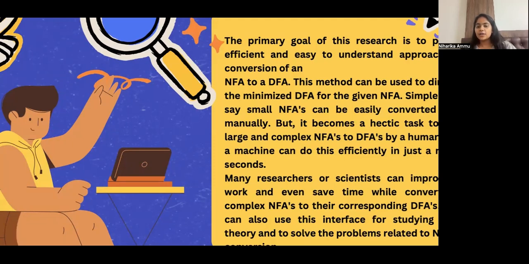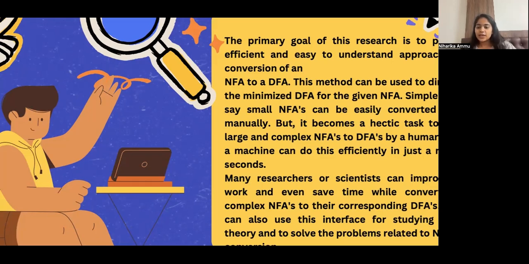Simple, or we can say small, NFAs can be easily converted to DFAs manually. But it becomes a hectic task to translate large and complex NFAs to DFAs by a human, whereas a machine can do this effectively in just a number of seconds. So it is very effective.